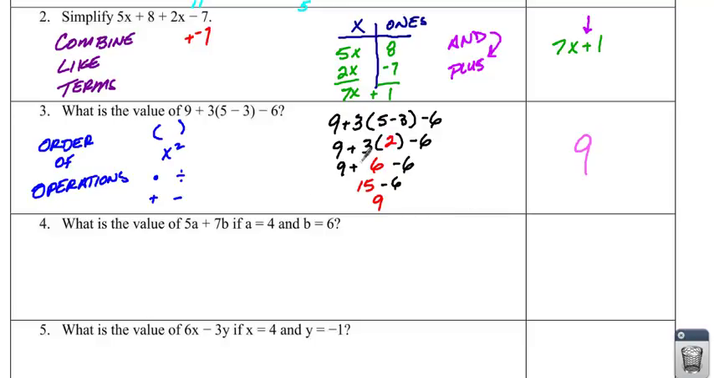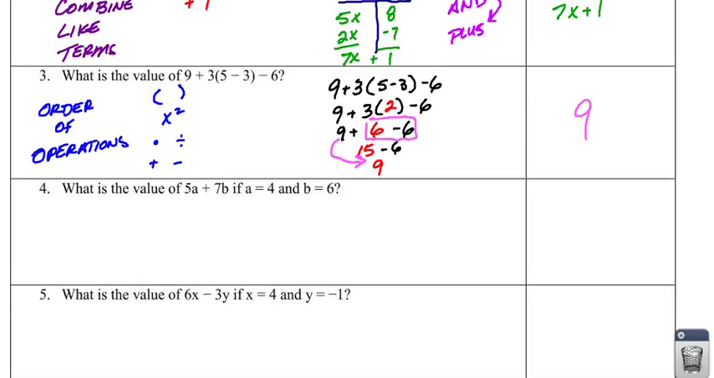Now you may have gotten the 9 by saying, well, I've got 6 minus 6 right here. So 9 plus 6 minus 6 is going to give me the 9. Either way, 9 is our answer for number 3.